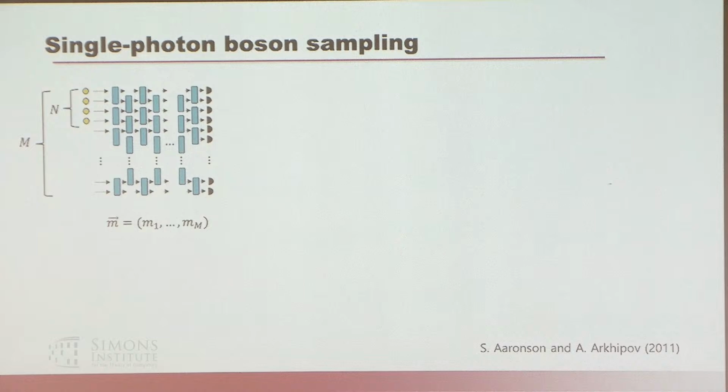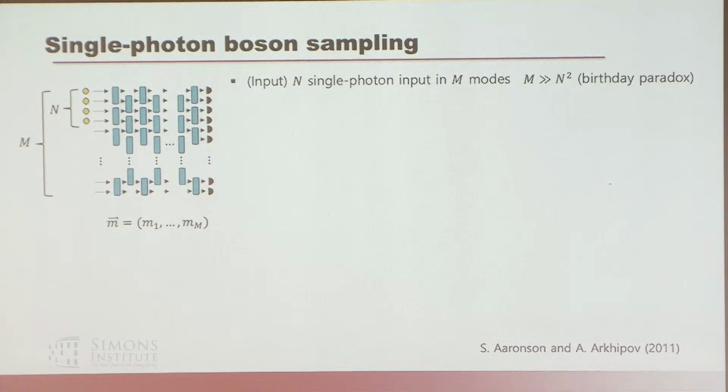So I'm going to talk about the single photon boson sampling that was proposed by Scott and Alex Arkhipov. Let me first give you a short overview. The input state of this circuit is just n single photon states out of m input modes, and the rest of the input modes are occupied by 0 photons. For technical reasons, we typically assume that the number of modes is much larger than the number of photons. So we can write down the input state informally in this way.